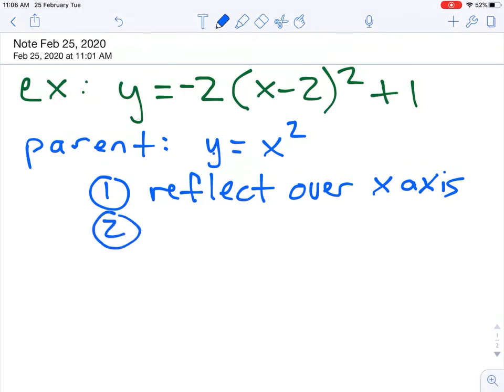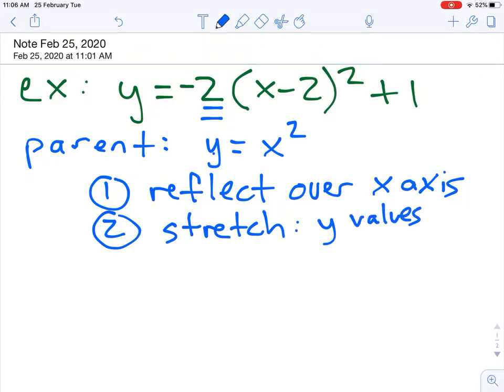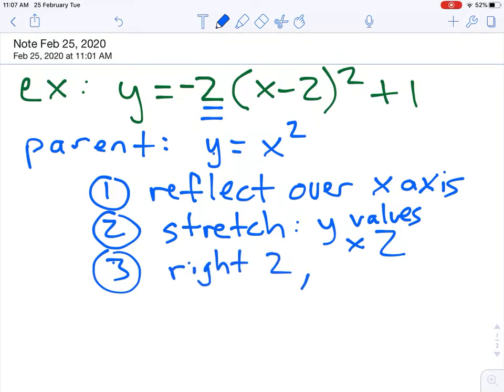Second, we look for any stretching or compressing. In this case, since there's a 2 in front of the function, we're going to take all our y coordinates and multiply them by 2. And then the last thing we'll do is shift right 2 and up 1.